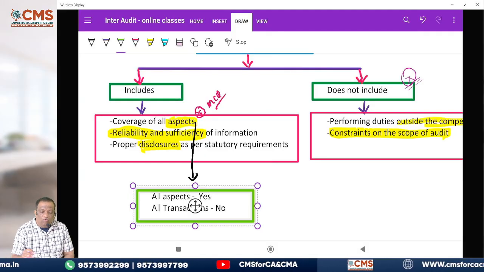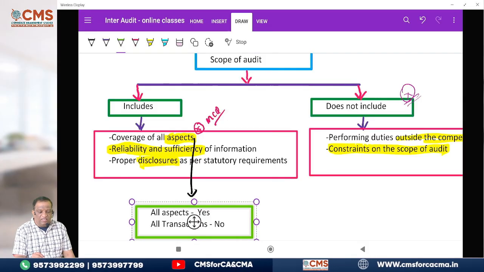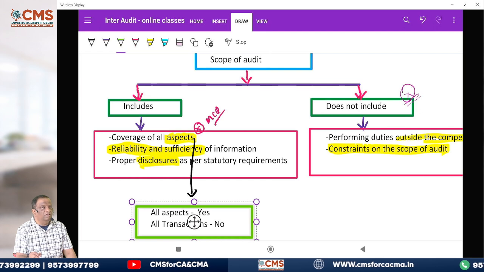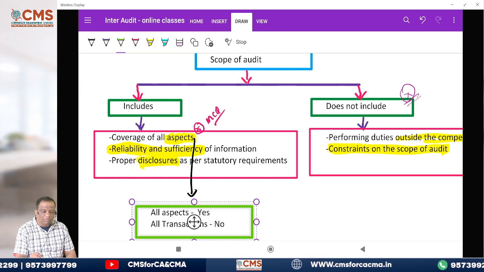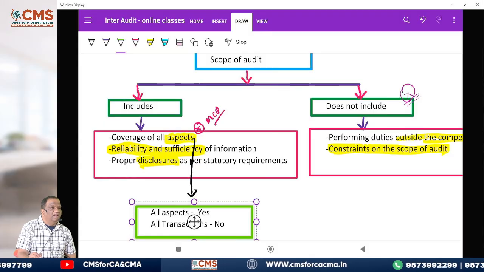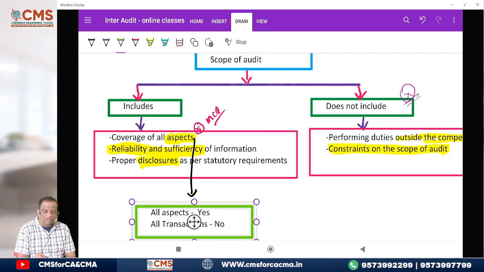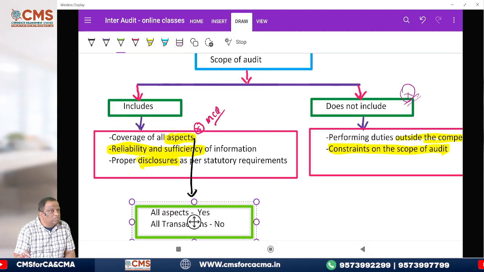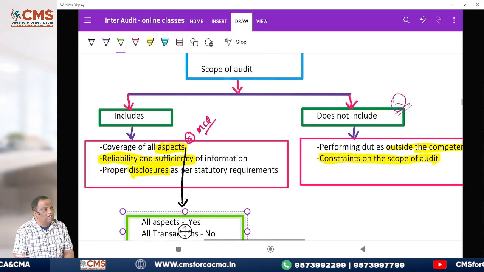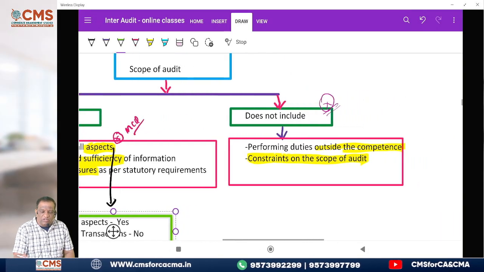Then what is included in the scope? First one is coverage of all aspects. Second one, reliability and sufficiency of information. As an auditor, you have to collect the information required to express your opinion, and the information you collect must be reliable and sufficient. Third one, proper disclosures as per statutory requirements. That is, to ensure the disclosures required as per the statute and accounting standards, you must do everything to do that. Then what does it not include?